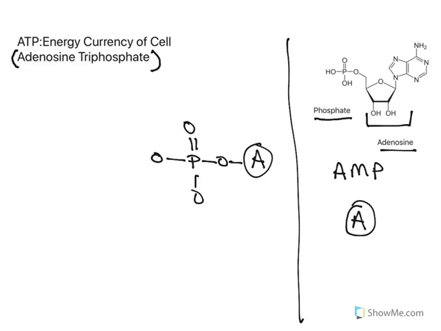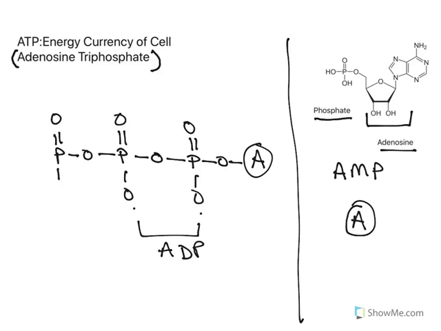And now we're going to add yet another phosphate on. So now we have two phosphates, 1 and 2. So what we have here is adenosine diphosphate because there are two phosphates. And we're going to add yet another phosphate. And so now we have adenosine triphosphate, right? Because now you have 3 phosphate groups.